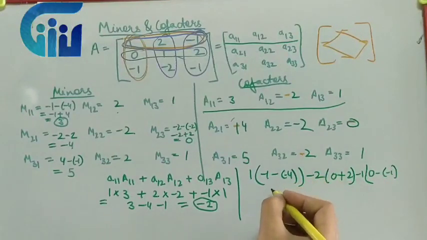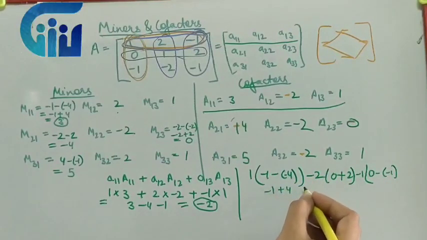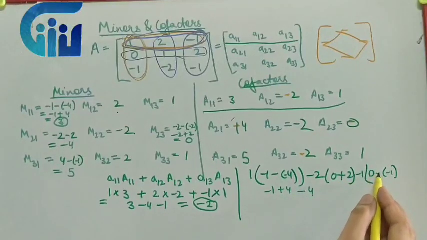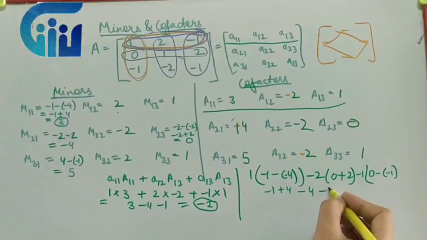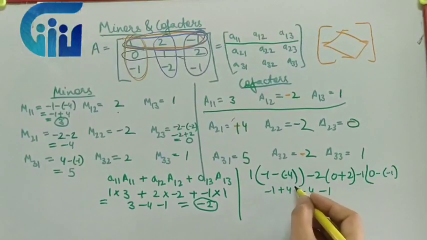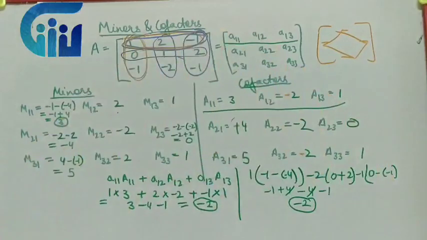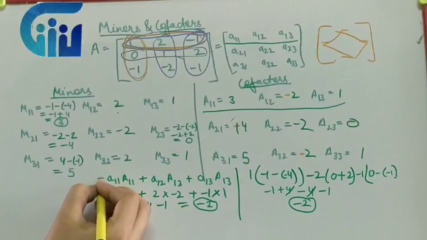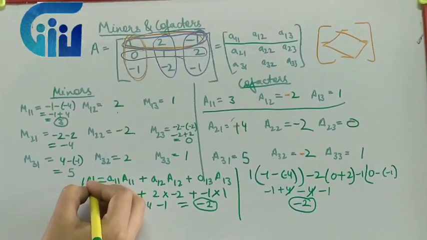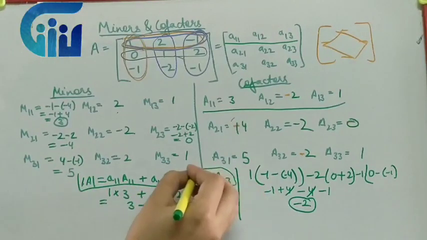So what am I getting? Minus 1 plus 4, minus 2 into 2 is minus 4, and over here minus into minus is plus 1, and again minus 1. So this and this are getting cancelled. So what am I getting? Minus 2. So what is this particular expression equal to? This particular expression is equal to the value of the determinant.